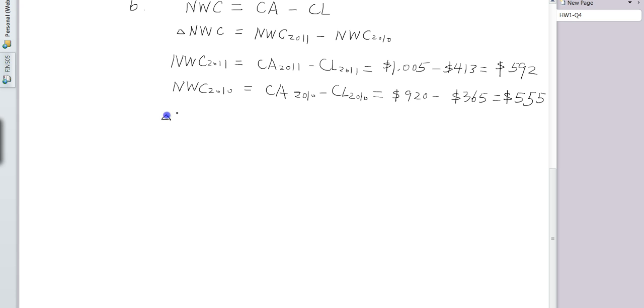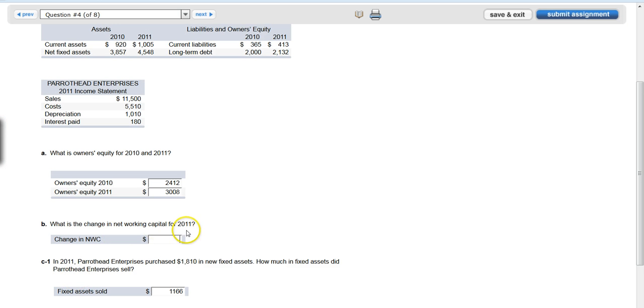And then the change in net working capital for 2011. That equals net working capital at 2011, the level, minus net working capital for 2010, the level. So that gives me 37. So now let me put this number back to connect, 37. So that's the first two parts. And part C. Part C further has two parts.